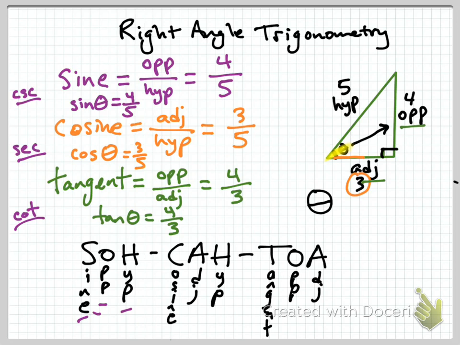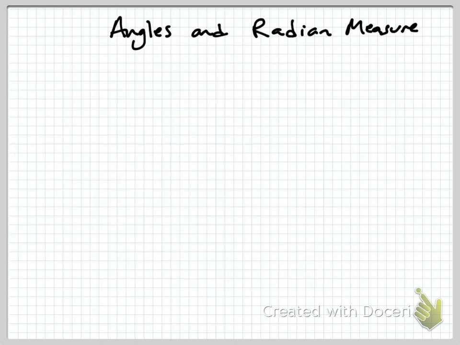So that's a basic intro to sine, cosine, and tangent. And if they give you a problem in that section with a missing side, you could always just use the Pythagorean theorem to find the third side. a squared plus b squared equals c squared.